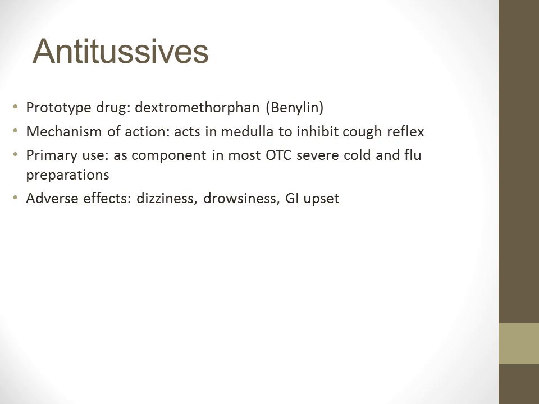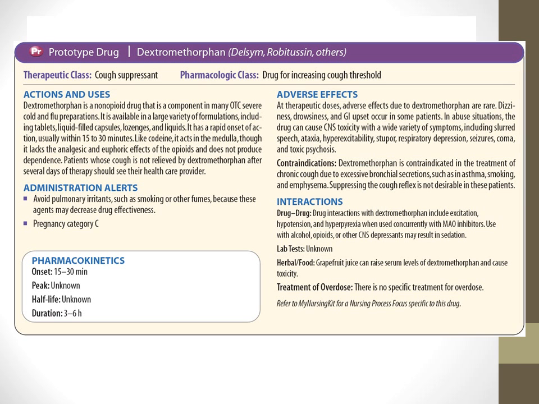Antitussives, your prototype drug is dextromethorphan, which acts in the medulla to inhibit that cough reflex. You're going to hear the more layman term, which is going to be a suppressant. I'm trying to suppress a cough. Adverse effects: dizziness, drowsiness, some GI upset.